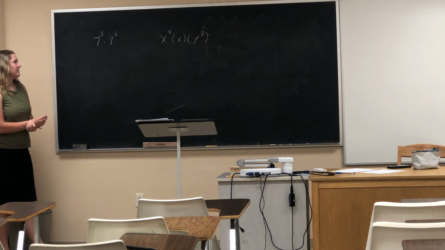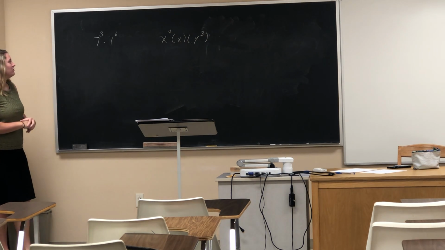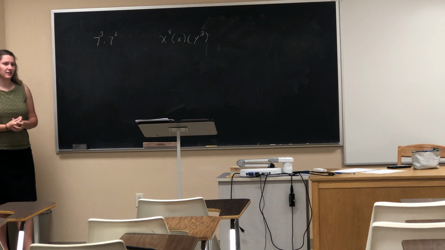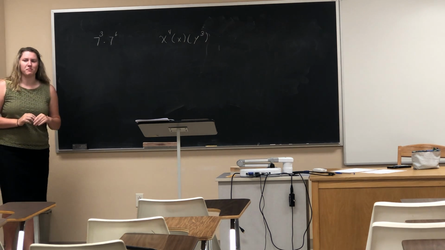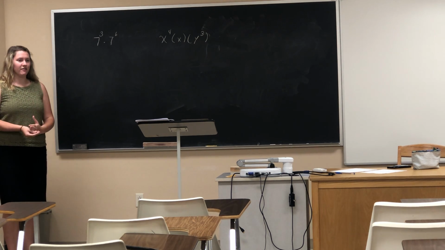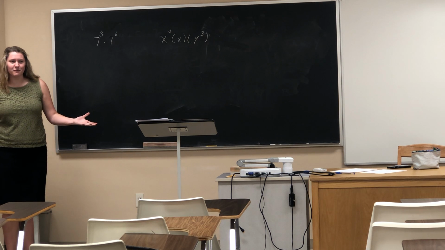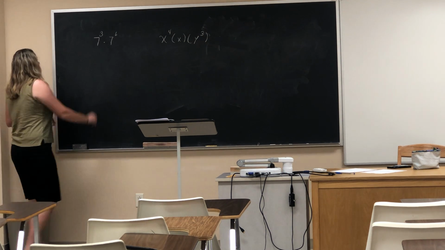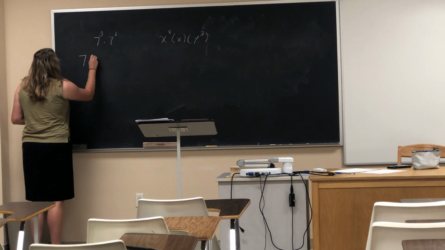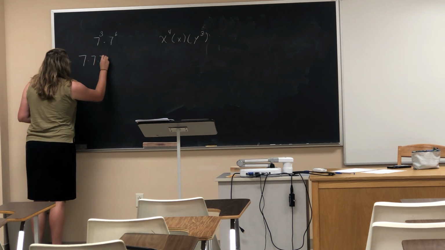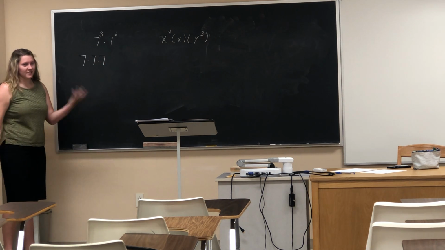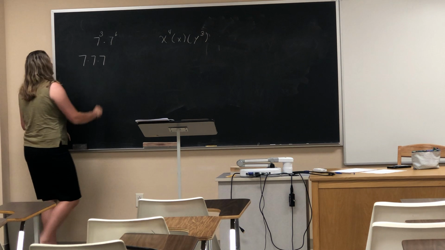So this could be written, when we talked about powers, a different way. If we have 7 cubed times 7 to the 6, we know that 7 cubed means 7 times 7 times 7. Does everybody agree with me that that's what 7 cubed means? So we could write 7 times 7 times 7, and then we have 6 sevens. So we're going to go ahead and write our 6 sevens.